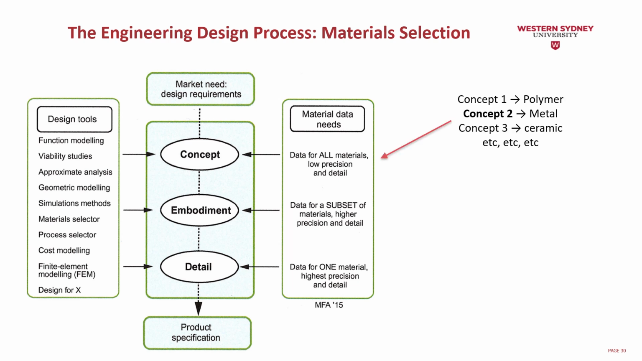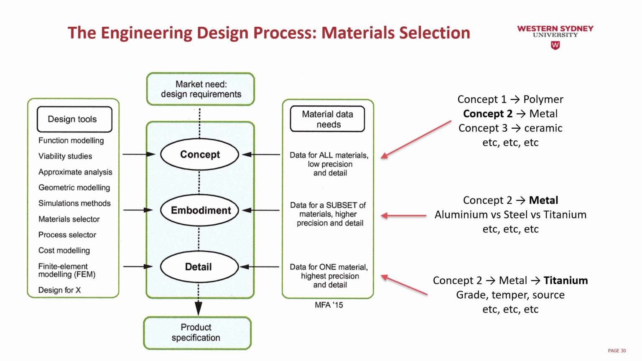So concept 1 is going to be polymer, concept 2, for example, is going to be metal, concept 3 is going to be ceramic, and so on. For concept 2, we're going to use the metal. For example, we're going to make a comparison between the aluminium, the steel, the titanium, and other materials. The concept number 2 is going to be a metal using the titanium. What will be the grade, the temper, the source, and so on.